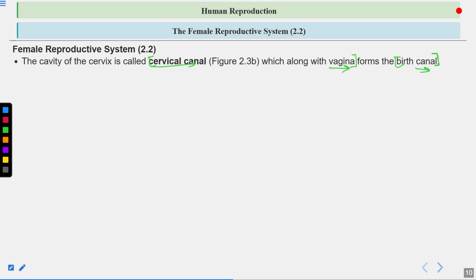Now you can see here how the sperms enter the female genital tract during the process of insemination. Insemination is the transfer of sperms into the female genital tract. The sperm will enter the vagina, then travel through the cervix, and finally reach the fallopian tube. They will reach the ampullary region of the fallopian tube, where fertilization will occur if the egg is already present there.